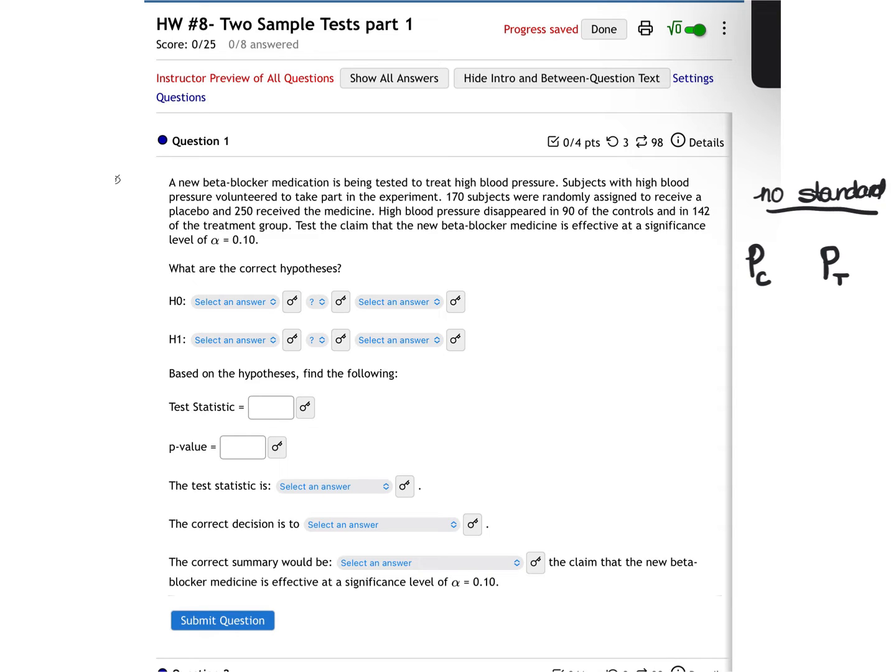And in this case, what we're saying is that the percentage of the control is equal to the percentage of the treatment group. So this might be P1 and P2 here. And then what we'd really like to see is that the treatment group is significantly greater. That would be our claim, and that would mean that the medicine worked, right?